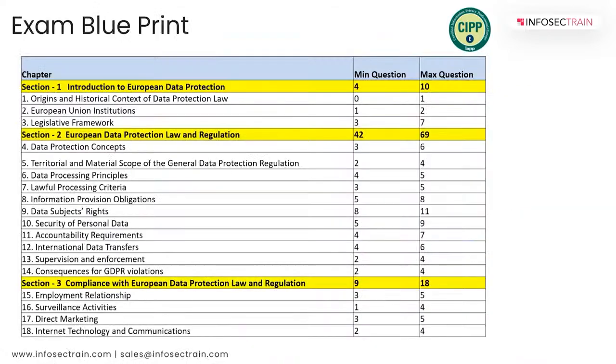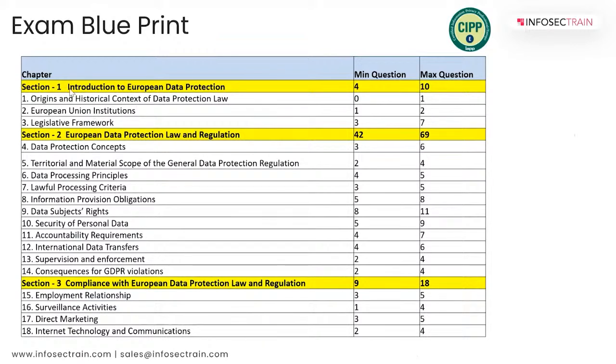Okay, so this is the exam blueprint, with 18 chapters. We have minimum and maximum questions for different topics, and this will help you strategize where you need to focus your attention. And remember one thing, the exam has sectional weightage. You just cannot put complete focus only on section 2. If you don't get the required percentage for section 1 or section 3, you may still fail the exam, right?